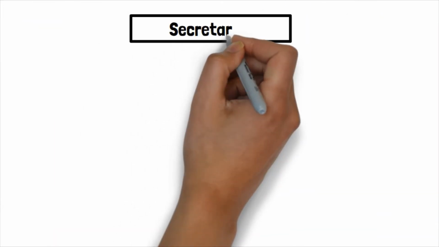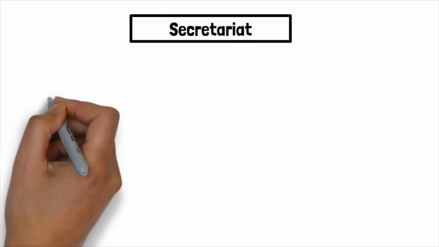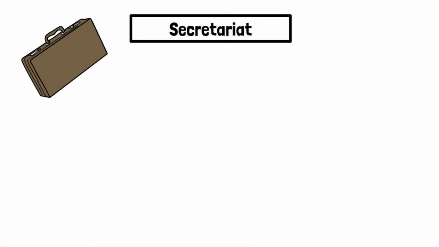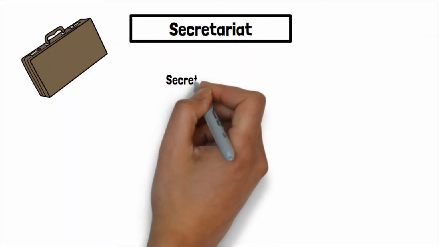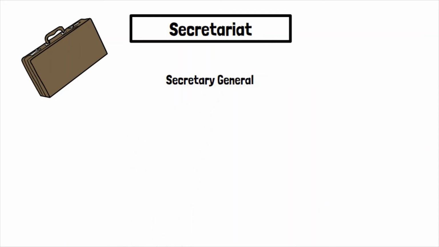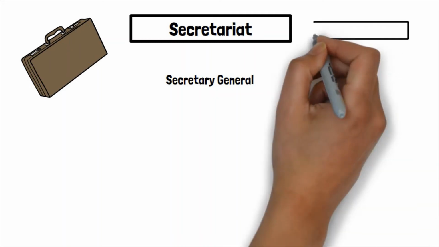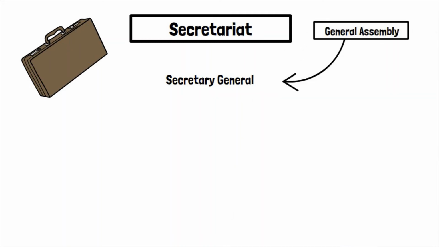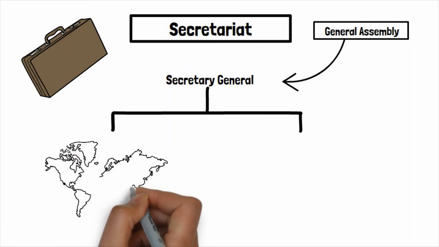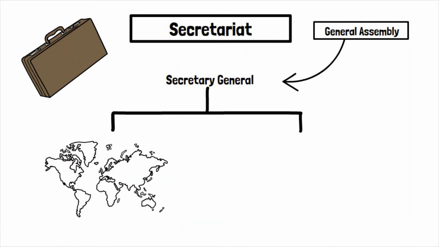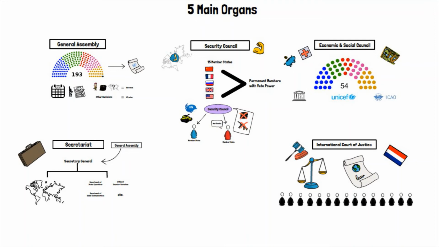Finally, the UN Secretariat is the organ that carries out the daily work of the United Nations. It is led by the Secretary General of the UN, who serves as the Chief Administrative Officer and is appointed by the General Assembly. The Secretariat includes tens of thousands of UN workers and staffers all over the world and has various departments and offices relating to particular specialties. These 5 main organs are the central parts of the UN that support global UN operations.